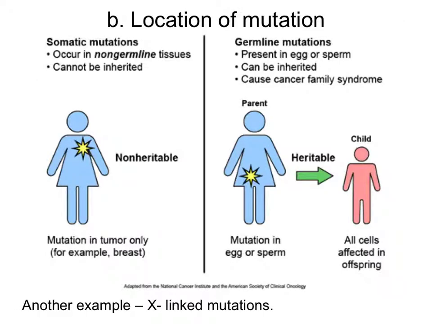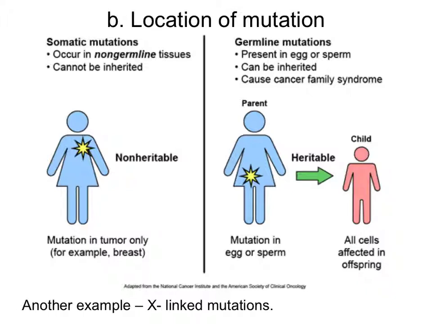Mutations can occur in either somatic cells or germ cells. Somatic mutations occur in non-germline tissues, and they cannot be inherited. They're non-heritable mutations. That doesn't mean that they're not important to the organism, however. They're very important, and in fact, it is somatic mutations that often give rise to cancer events. So, for example, a tumor occurring somewhere in your body would typically be due to a somatic mutation, not a mutation that you inherited.